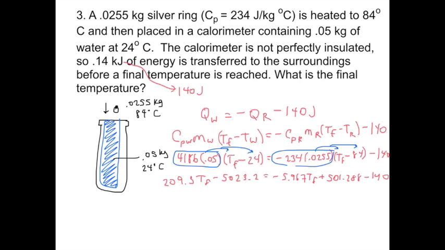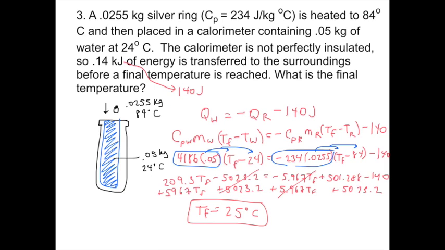Finally, I can simplify by adding this final temperature over to the other side. That cancels this out. And then I'll add this 5,023.2 also to both sides. Simplifying all of that with the calculator and dividing, I get that the final temperature of the system is about 25 degrees Celsius. This has been Chapter 9 of Physics.